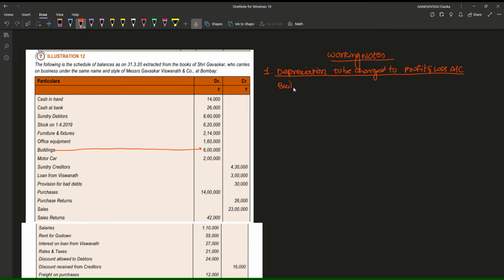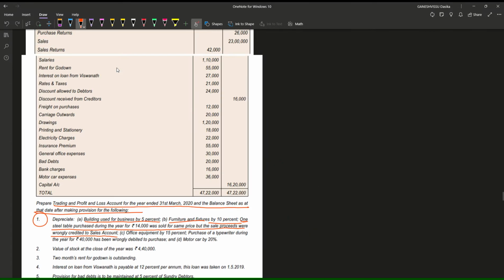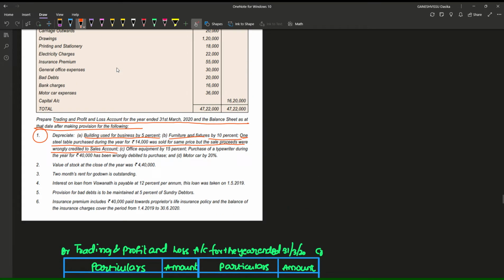So 6 lakhs into 5%. Make use of a calculator, which is 30,000 rupees. This is buildings. What we have next is furniture and fixtures at 10%, but it is included with one more thing. One steel table purchased during the year for 14,000 was sold for the same price, but the sales proceeds were wrongly credited to the sales account. Here there is a rectification of error, so we need to rectify this error and pass the necessary entry.